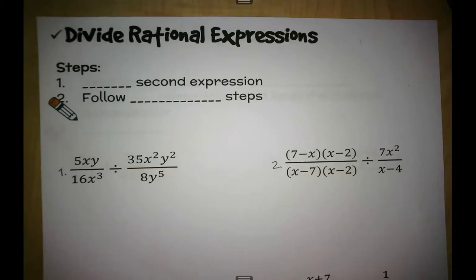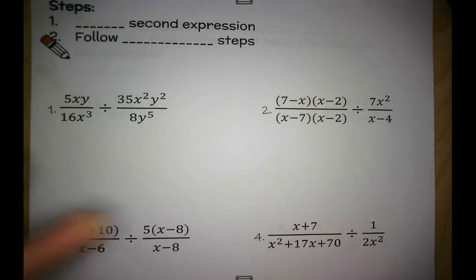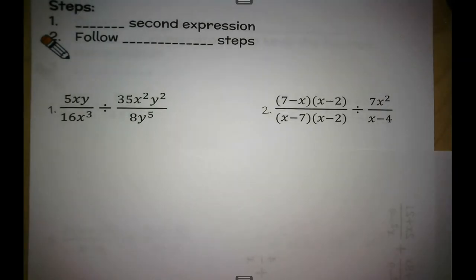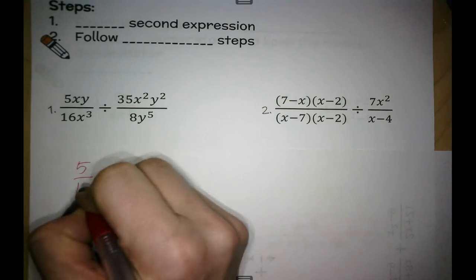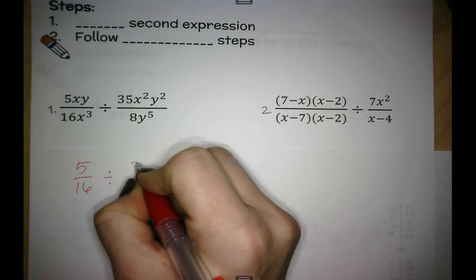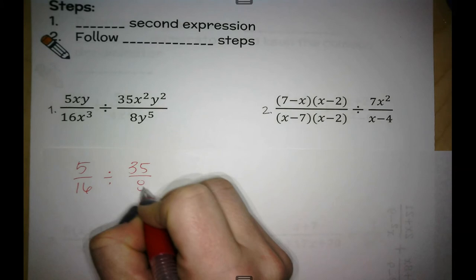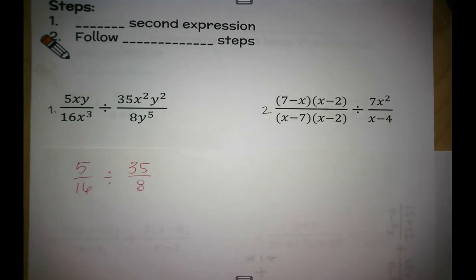All right, let's look at dividing our rational expressions. So to back up just a minute, you know that what we're looking at, they are fractions, basically. Just because they have variables within them doesn't make them any different than our fractions. So remember way back, when we would have a fraction and we would divide it by, I'm just going to use the numbers here. And we would say 5/16 divided by 35/8.